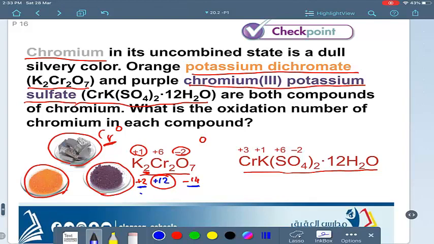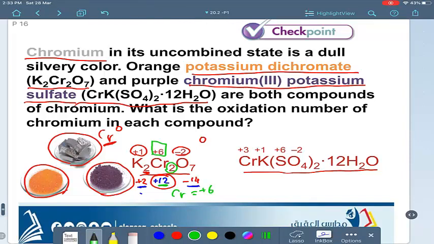But look, positive 12 is for 2 chromium atoms here. Each one has only positive 6. Remember that. So chromium here has an oxidation number of positive 6.